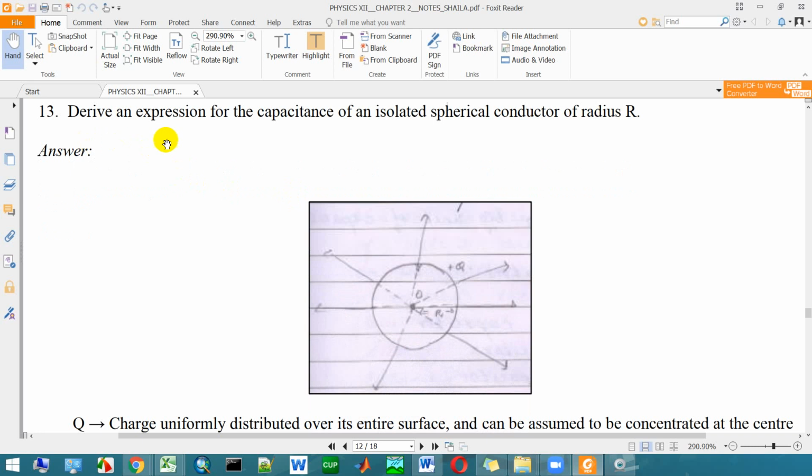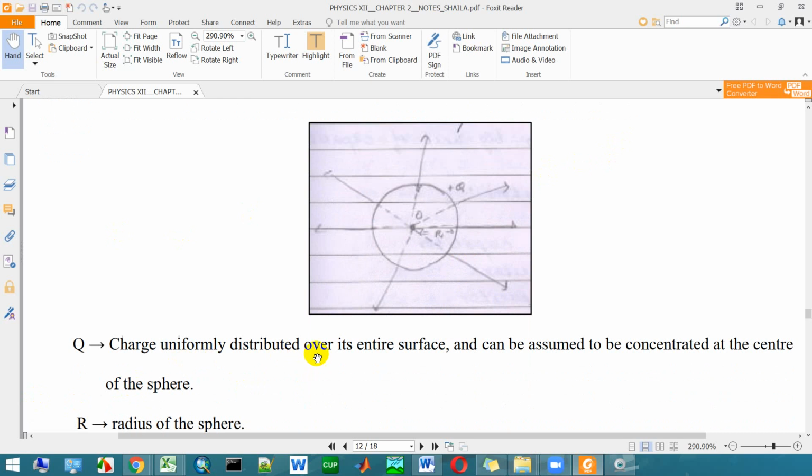Question number 13. Derive an expression for the capacitance of an isolated spherical conductor of radius r. Just now I told you a capacitor consists of two conductors. But here we are going to consider a spherical conductor, assuming that the second conductor is at infinity.